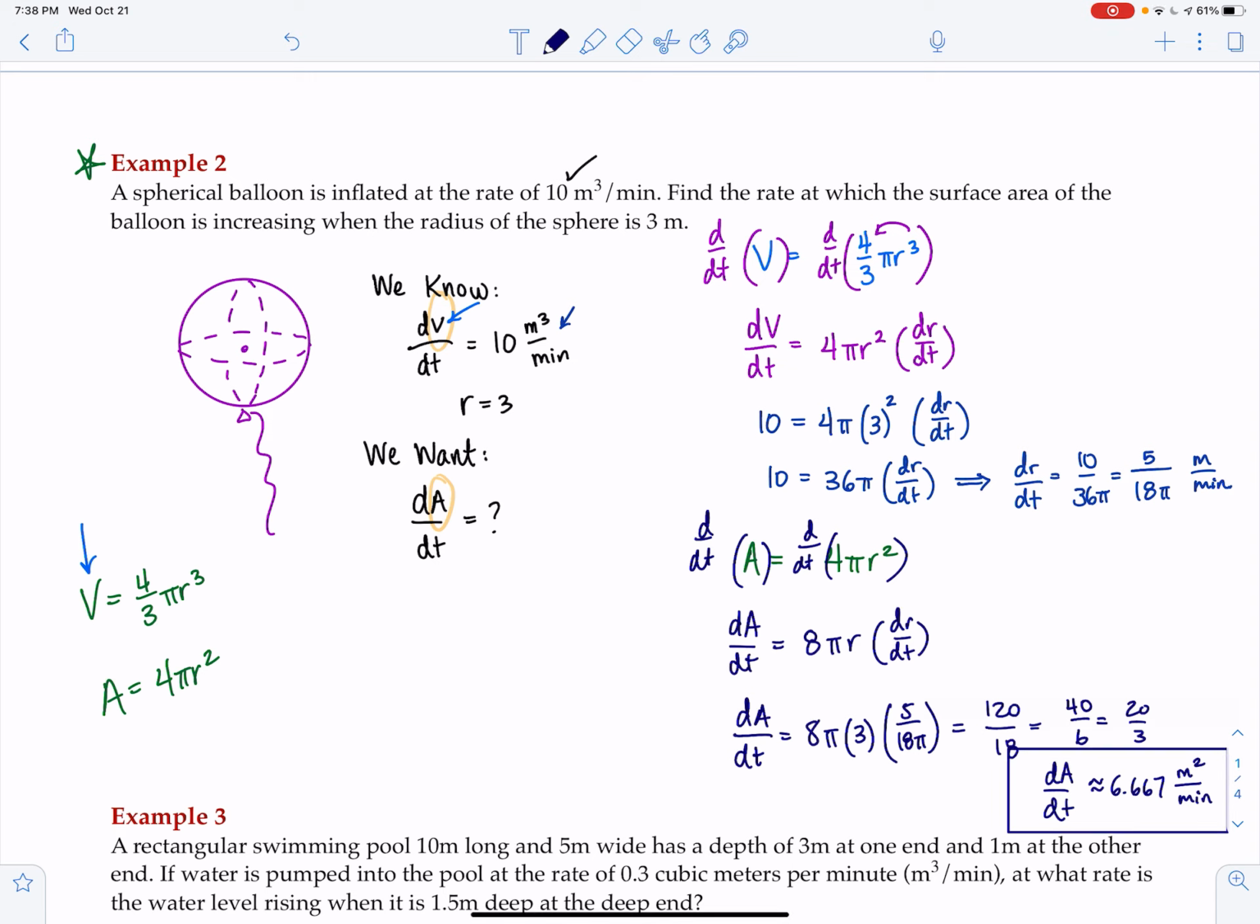They were asking, find the rate at which the surface area of the balloon is increasing. And we have the change in area over time is happening at a rate of 6.667 meters squared per minute. Cool.